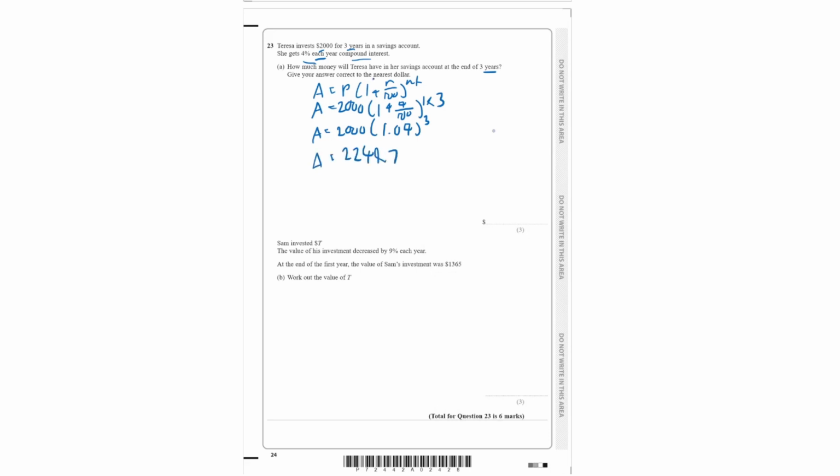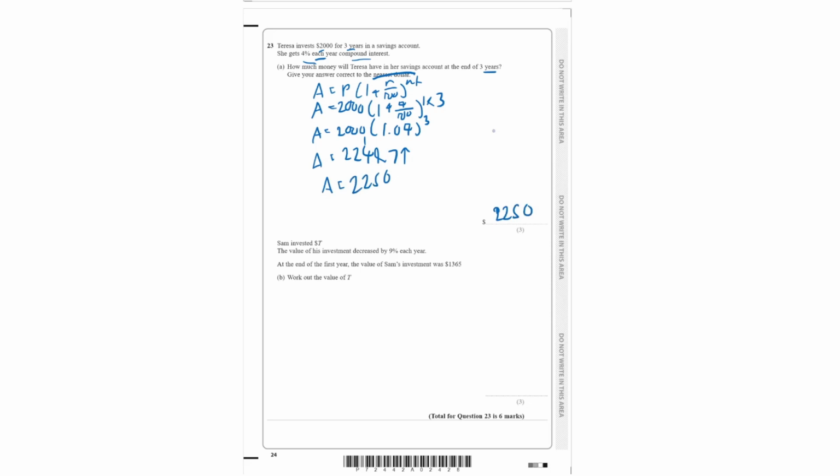2249.7, correct to the nearest dollar. So that means we have to round this up. When we round this up, it changes the 9. So 9 plus 1 is 10, and that adds 1 here. So that means A is equal to 2250.